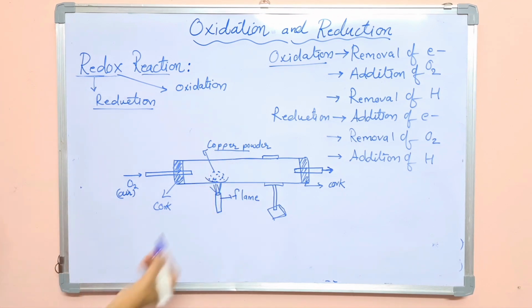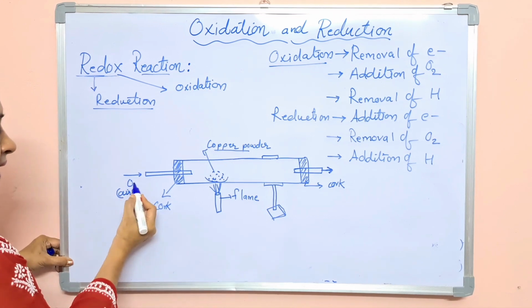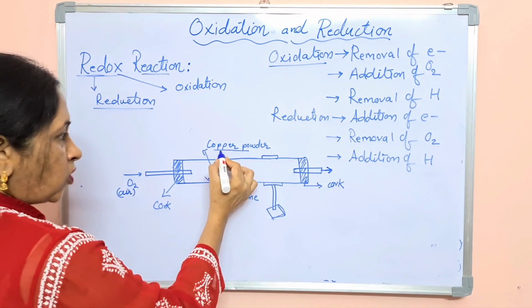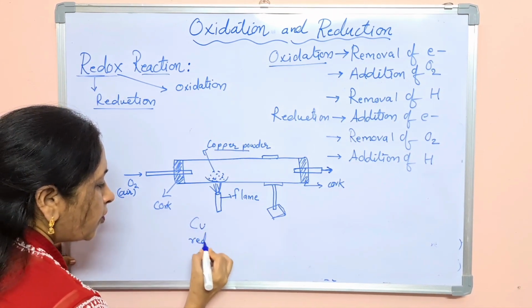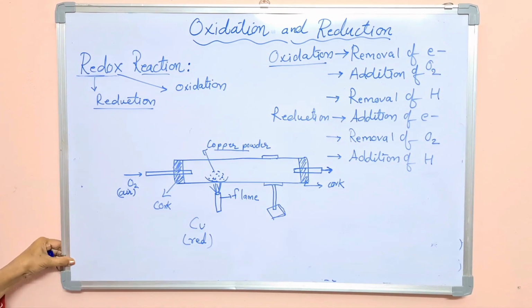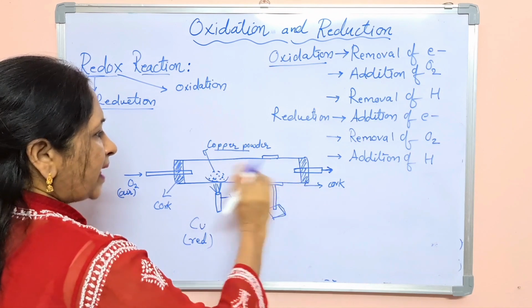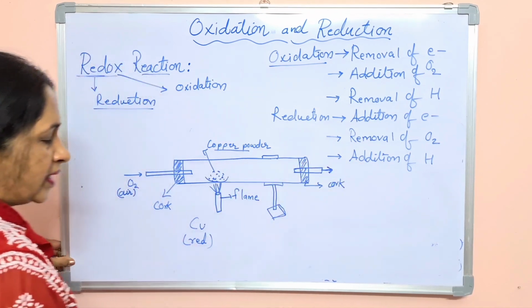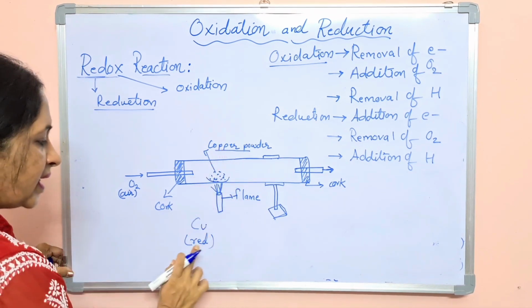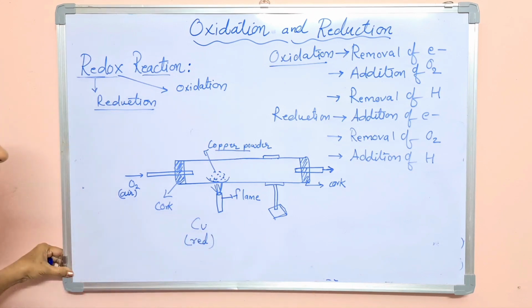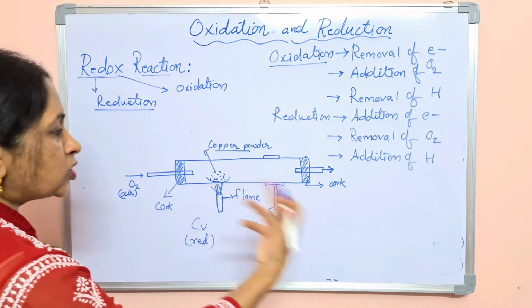As we are heating this copper and passing air through this tube, in the air, oxygen is present. This copper, Cu, is of red color. I am passing air, which contains oxygen, over the red hot copper, and some gases also come out through the other outlet. After 10 to 15 minutes, you will observe that this red color copper turns to black.